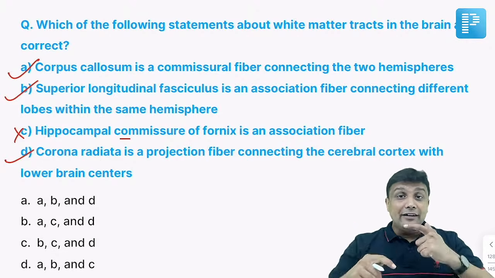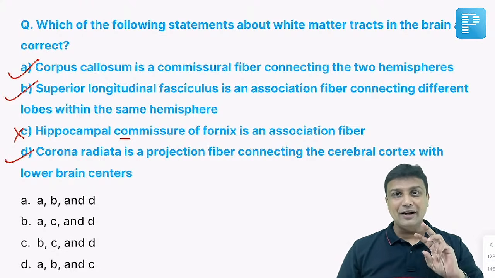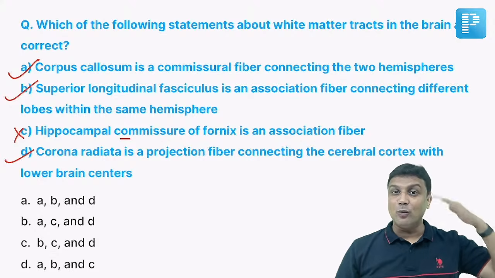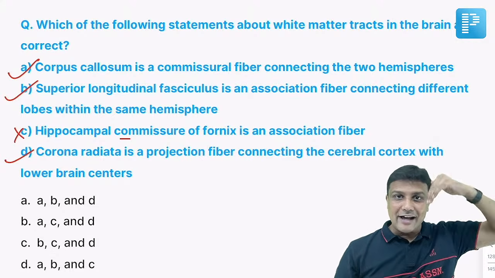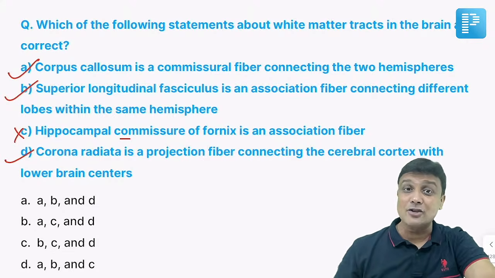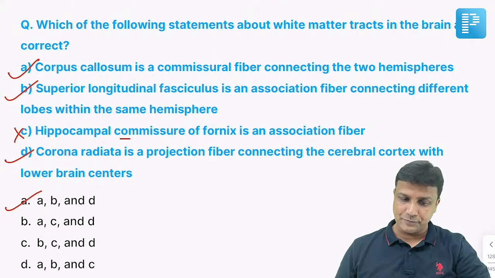Projection fibers are in turn divided into three categories. Number one, corona radiata. Number two, internal capsule. Number three, tracts. They are the ones which are connecting in an up and down direction. So they are connecting the cerebral cortex down with the lower parts of the brain, sir. That is corona radiata. So options A, B and D are correct here. A वाला correct होता है sir, ठीक है ना?